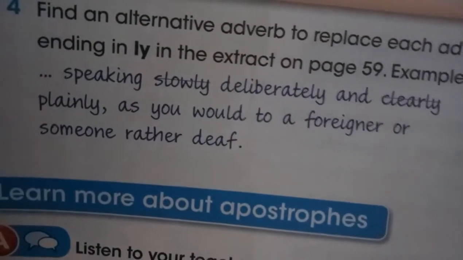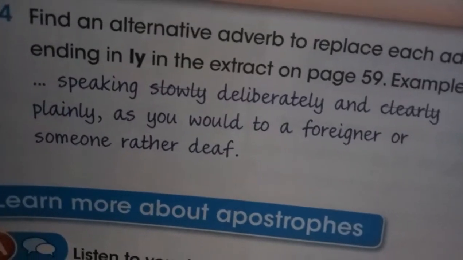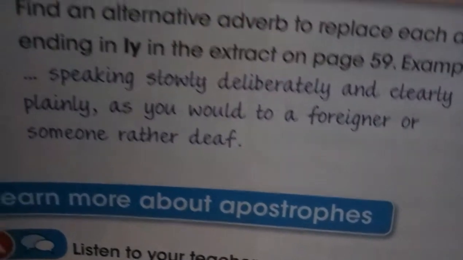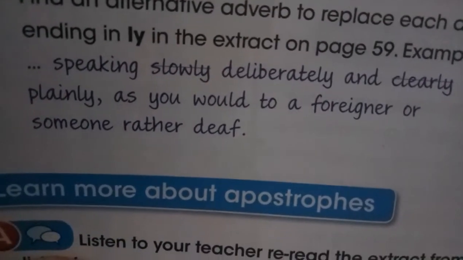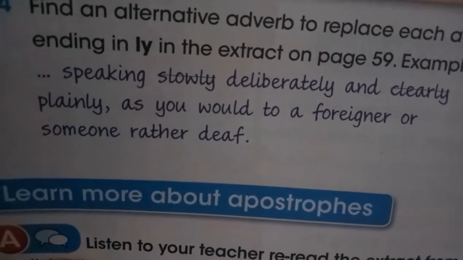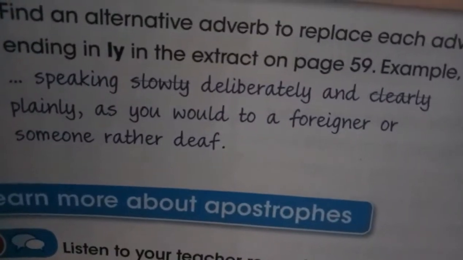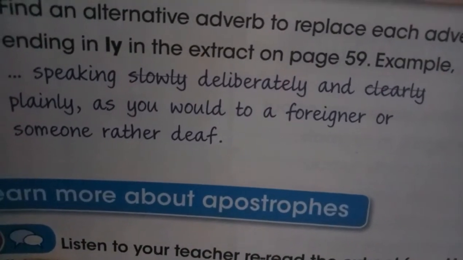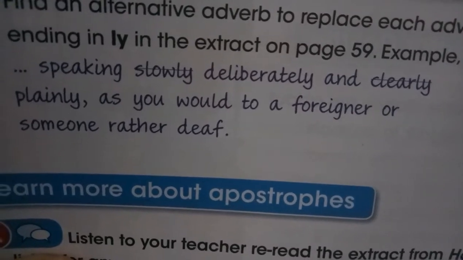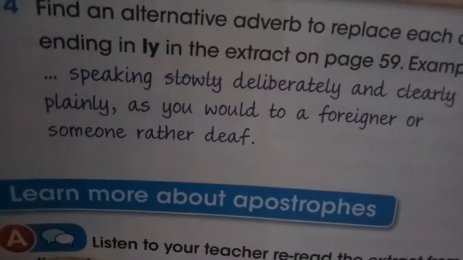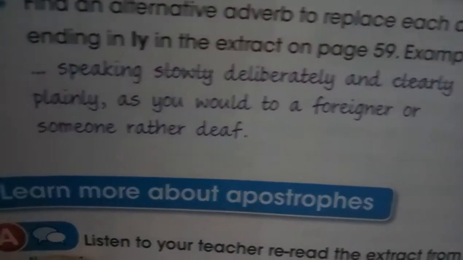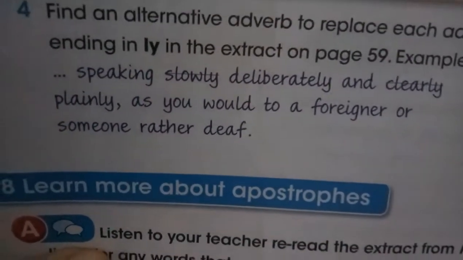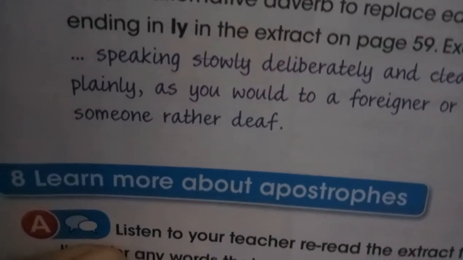This is the example down here. You will remember it's in the text, or the extract. It says here, speaking slowly, and here slowly is the adverb, so we cross it out and we change slowly to deliberately. Speaking deliberately and clearly, and here they change clearly to plainly, as you would to a foreigner or someone rather deaf.